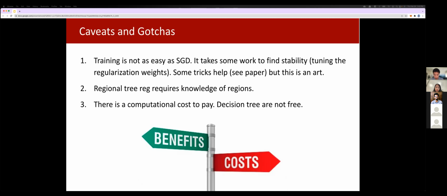We introduced some tricks in the paper, but this is still an art, as is gradient descent, but this is more of an art, I guess.